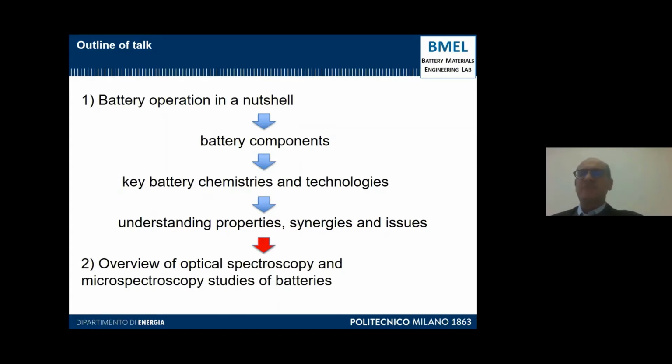the principles of battery operation that will lead to a basic understanding of the role and interaction of battery components that are implemented in a range of chemistries and technologies, calling for progressively better understanding of the properties, mutual influences, and issues. And in the second part of the talk, I will briefly sketch the way optical spectroscopies and microspectroscopies are contributing and can extend their contribution to gaining a better insight into battery materials.